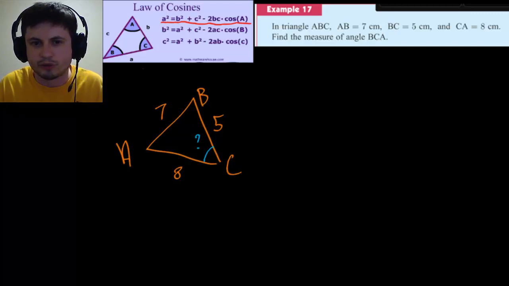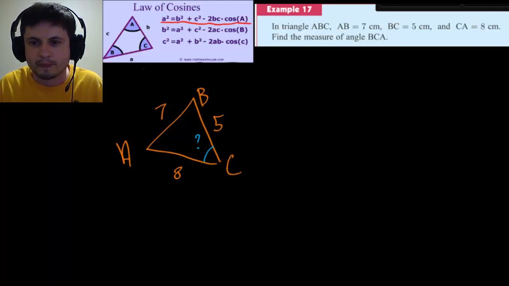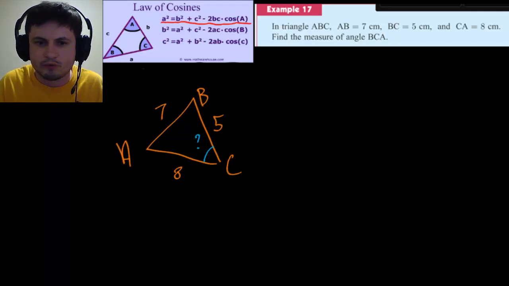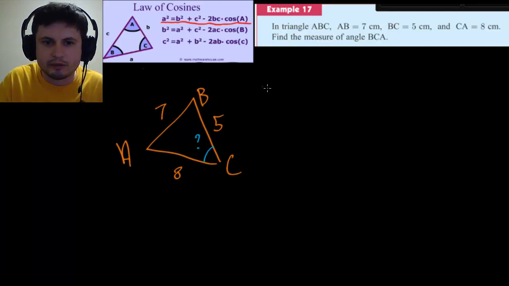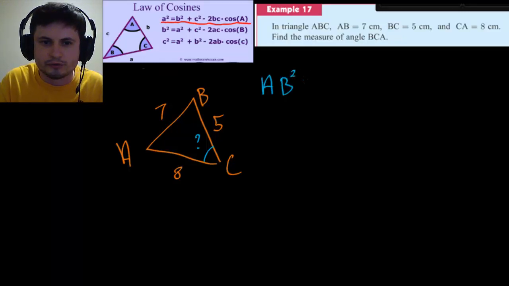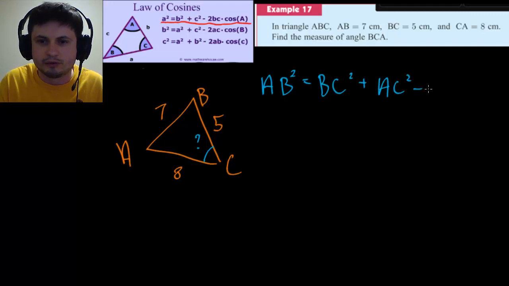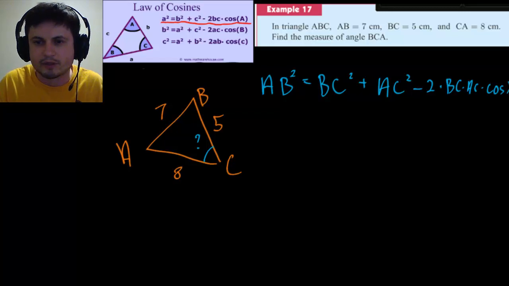Well, this is, of course, where we also have to use the law of cosines, but this time we have to rearrange the equation. Specifically, we're going to be rearranging it for the side AB. So here, according to the law of cosines, AB squared equals BC squared, plus AC squared, the other side, minus 2 of these sides multiplied together, and multiplied by cosine of the unknown angle. Let's just call it x, cosine of x.